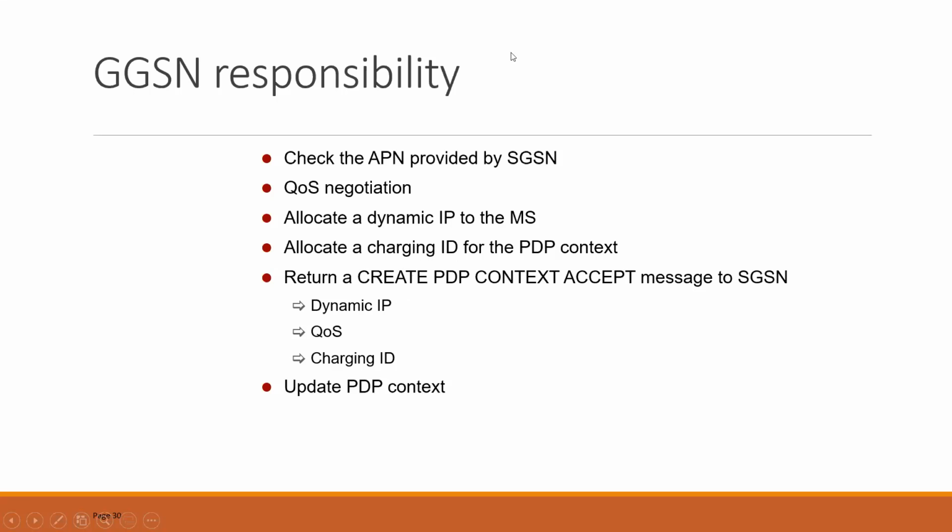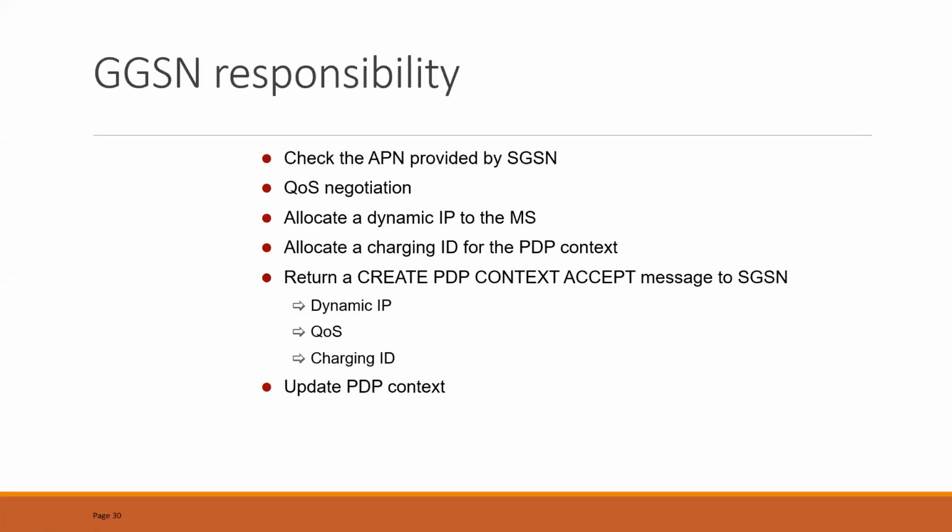And it will return a create PDP context accept message where a dynamic IP is given, where a quality of service is given, and where a charging ID is given. This charging ID is then used by the GGSN as well as the SGSN for your CDRs, and there's a unique charging ID for every PDP session created. And finally, it handles the update PDP context request and response, updating the IP addresses and updating the quality of service, whatever is required.